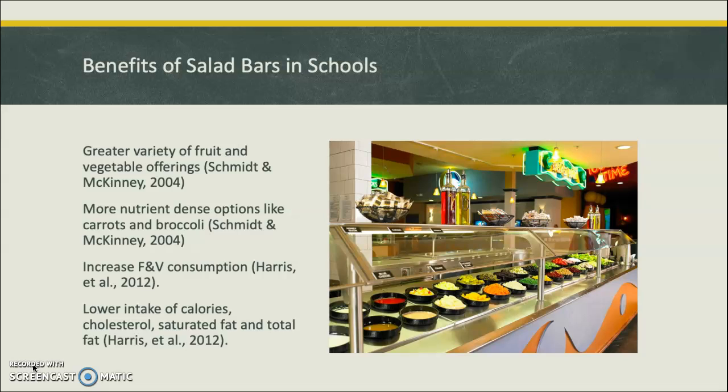Another study found that students who had access to school salad bars increased their amount of fruit and vegetable consumption. The study also found that the intake of energy, cholesterol, saturated fat, and total fat were significantly lower than before the salad bar program was introduced in their school.